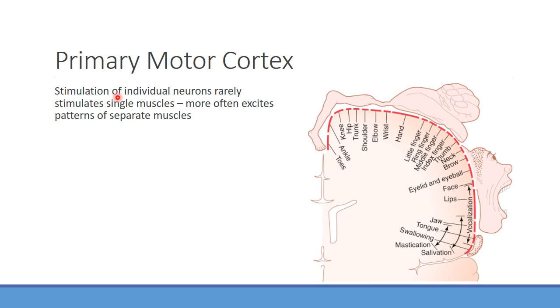But anyway, stimulation of these individual neurons is rarely going to stimulate a single muscle. As I mentioned, it's usually patterns of separate muscles. And you can notice this is very similar to what we saw with the somatosensory cortex, where a lot of the neurons are focused on fine control of things like the hands, the fingers, and the facial muscles. Things like the trunk, the feet, and the legs typically don't have as much neuronal real estate, because we don't need as much fine control there. Essentially this is situated in the exact same way as the somatosensory cortex, and that makes sense because you want those things close together so they can send signals pretty quickly to one another.